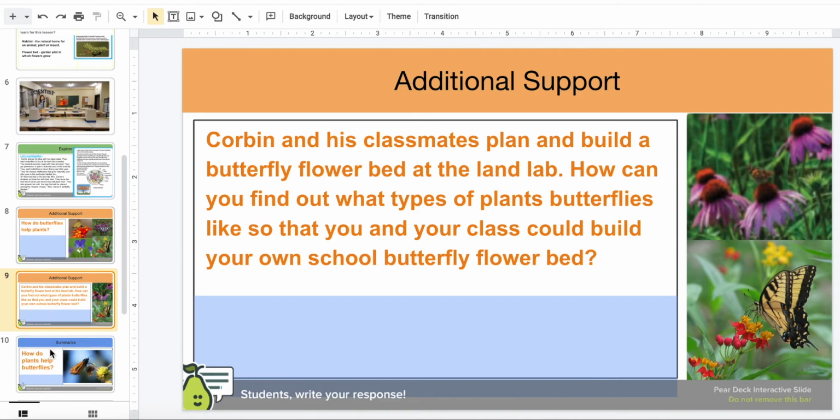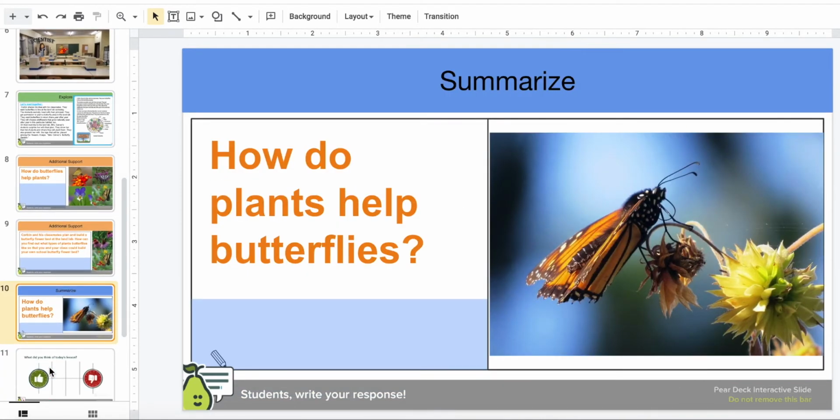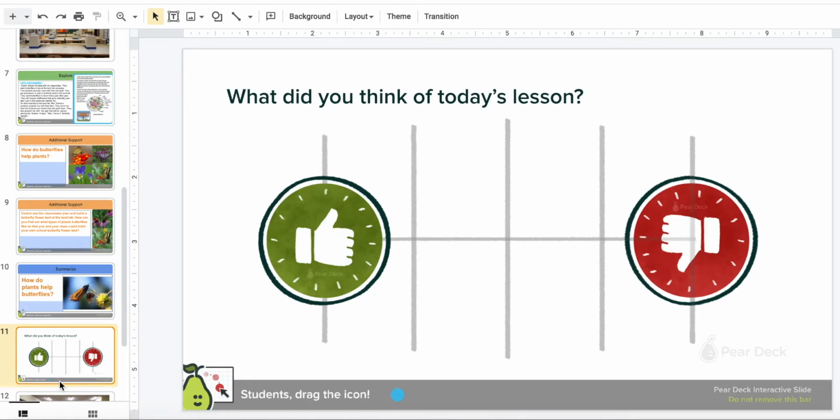Write your response. In summary, how do plants help butterflies? Think, think, think, Science Explorers. Write your response. And finally, what did you think of today's lesson?